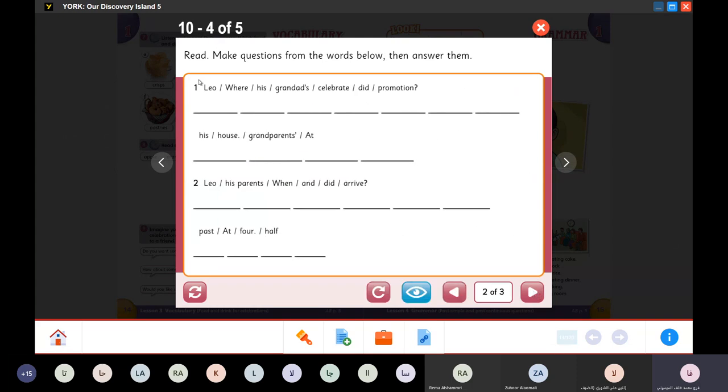Now look, Latin. Here we've got the sentence, but it's not in order. Can you fix it? It's a question. Yes, try to fix it. It's a question. So how should we start? Where? Yes, where. Awesome. Excellent. Where did Leo celebrate his granddad's promotion? Very good. Where did Leo celebrate his granddad's promotion?